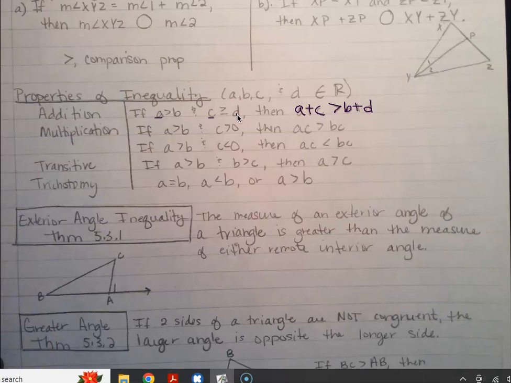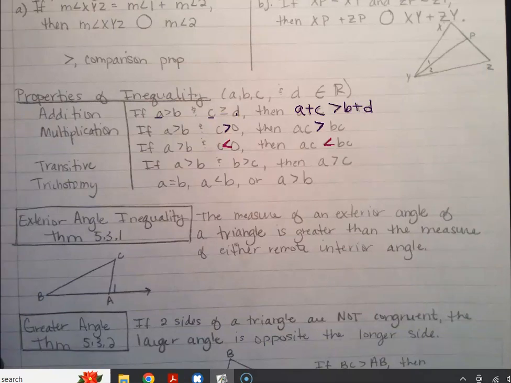In multiplication, there's actually two parts to this one that's just a little tricky. So if A is greater than B and C is greater than 0, then A times C is greater than B times C. On the flip side of that, if A is greater than B and C is less than 0, what's a number less than 0? -1, okay, or 1/3, okay, a fraction even. All right, if that's the case, then A times C is going to be less than B times C. Multiplication gets into that little bit of trickiness.